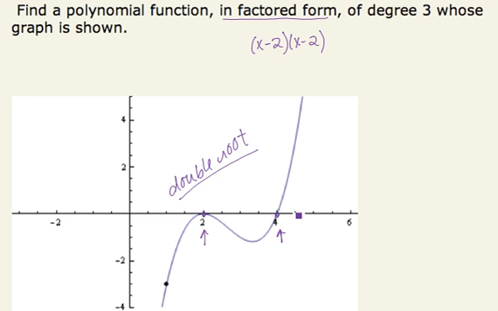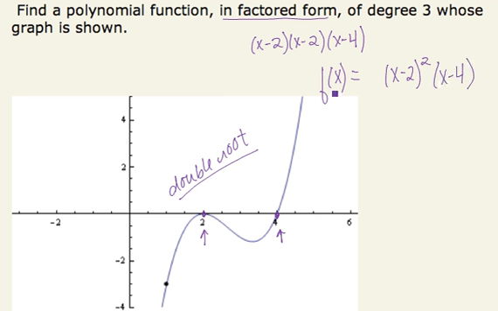Likewise, I look at 4. 4 is 0, and it crosses. So I know that 4 is a factor only once. So the factor is x minus 4. Plugging in 4, you can see I would get 0. This could be written as, we'll call this function f of x, equals x minus 2 quantity squared, you can see because there's two roots of that, times x minus 4.